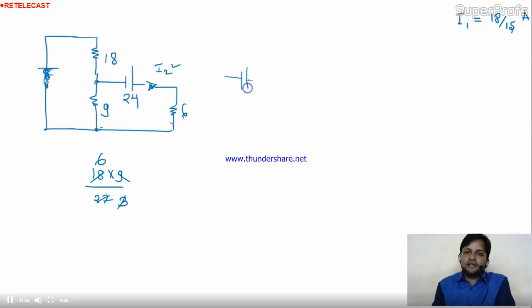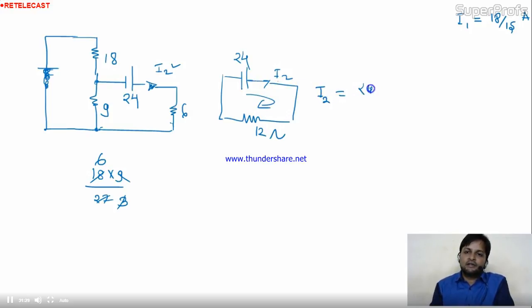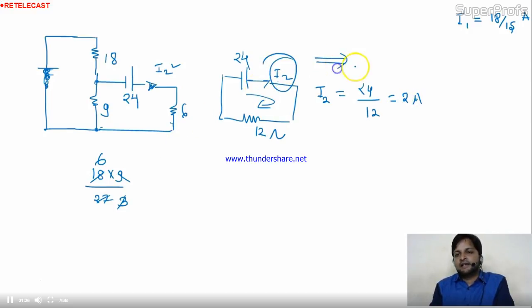So finally your circuit is this 24 volt. This is I2. Here I am having 12 ohm connected like this. So what is the value of IT? IT is nothing but 24 divided by 12, that is 2 ampere. So I get the value of I2, that is 2 ampere. Now I need the final current. So algebraic sum of 2 ampere plus 18 by 15. This is nothing but our answer.